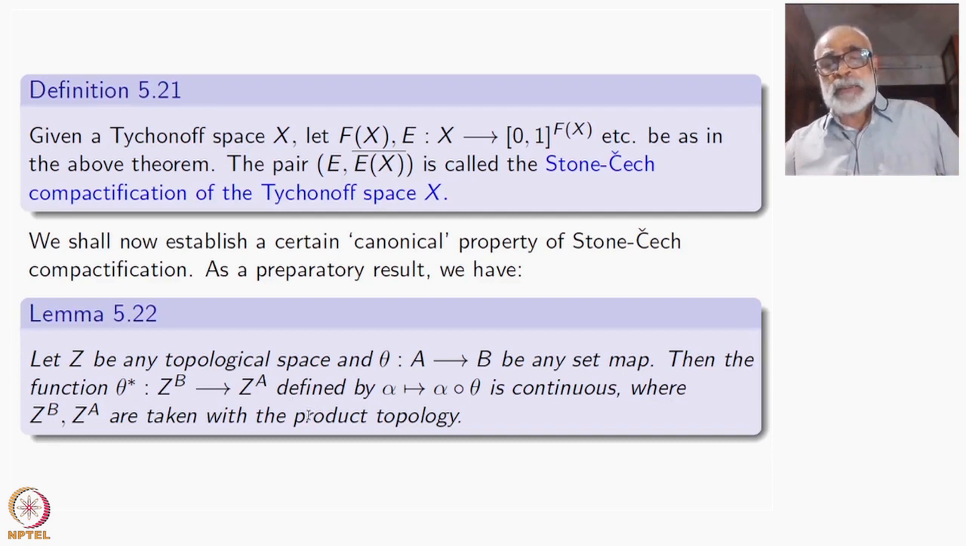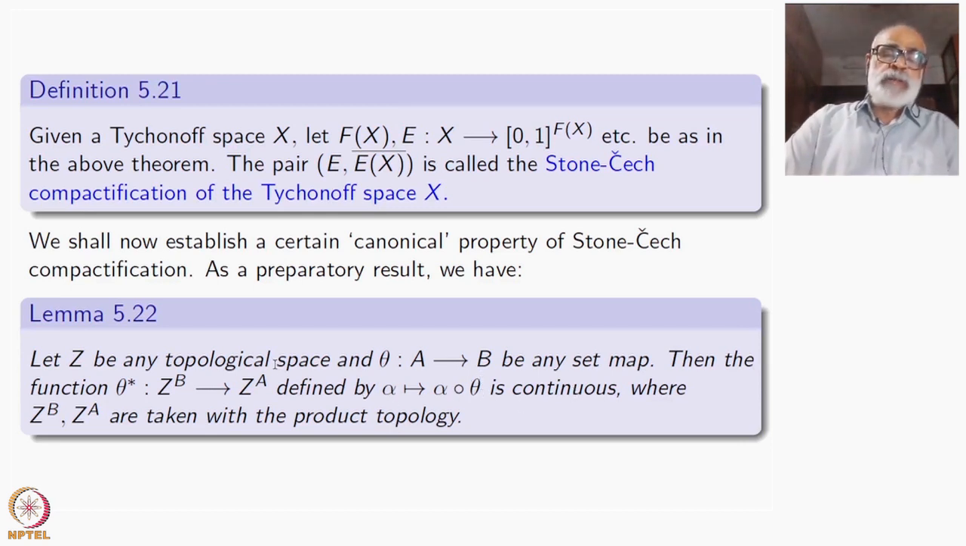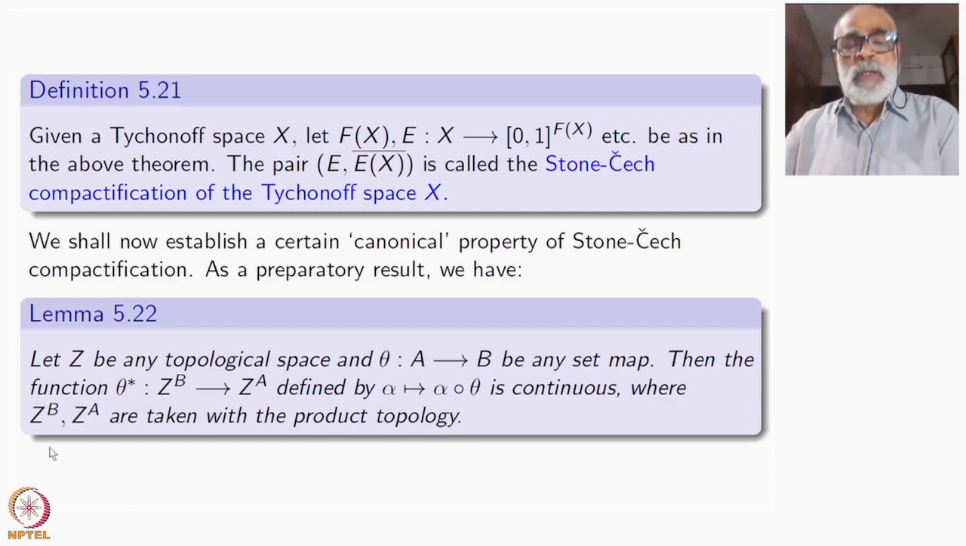So, what is this theta star? Look at any element in Z^B, that is a function alpha from B to Z. Compose it with theta, alpha composed with theta is a function from A to Z, that means an element of Z^A. So, this map theta star is a continuous function where Z^B and Z^A are given the product topology. Theta is any map, there is no continuity condition, there is no topology here. But on theta star, there is product topology on both domain and codomain. This theta star is continuous.